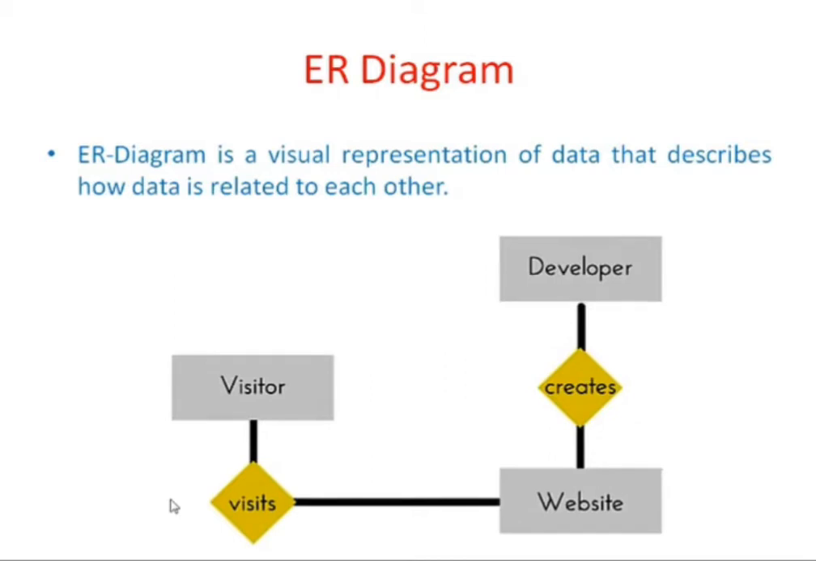So we need a visual way to understand how these elements are related to each other. So we need to have ER diagrams. We need to create ER diagrams so that you can easily explain how each data is related to data in some other entity. Normally, an ER diagram is a visual representation of data that describes how data is related to each other.